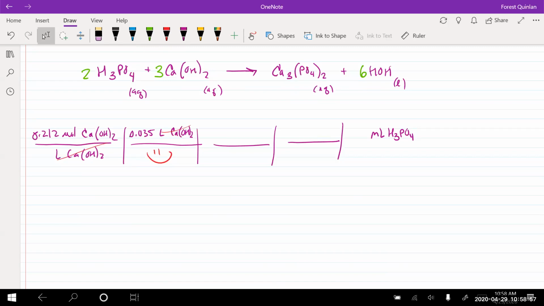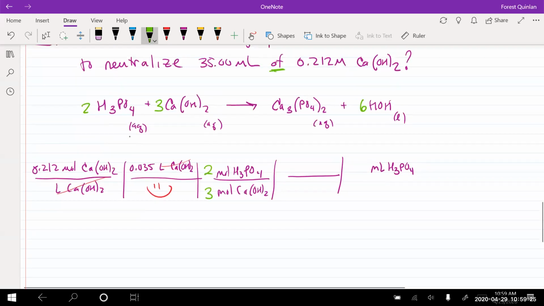From there, I need to go from my calcium hydroxide to my phosphoric acid. So I'm going to put my calcium hydroxide on the bottom and my phosphoric acid on the top. And I'll go to my chemical equation and see there's 2 phosphoric to the 3 calcium hydroxide. Now at this point, some of you may be going, well, okay, but how am I going to make moles look like volume?